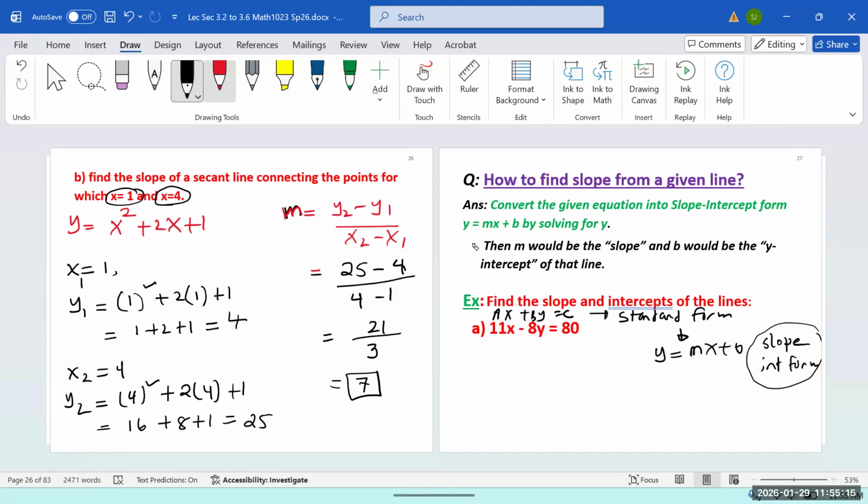So what you're going to do, you see the y, get the y alone. So get rid of 11x, get rid of -8. You have to have your y alone. And then on the other side of the equal sign, whatever number you have in front of x, that's the slope you have. And guess what? This is your next exam question. You'll see this in the exam, also in the final exam.